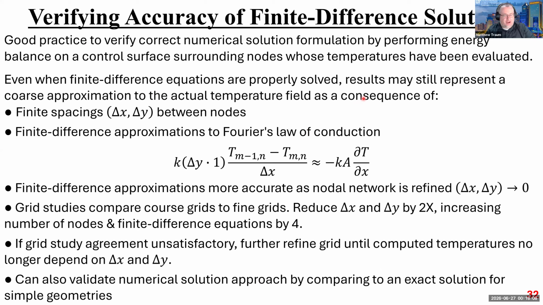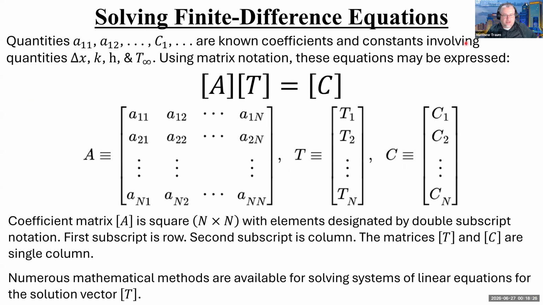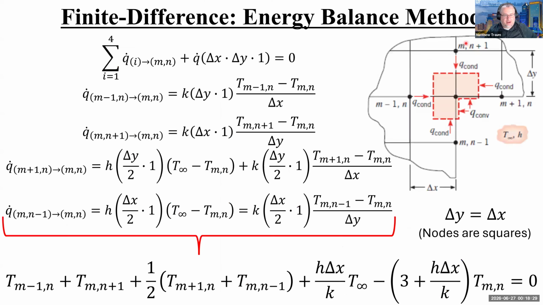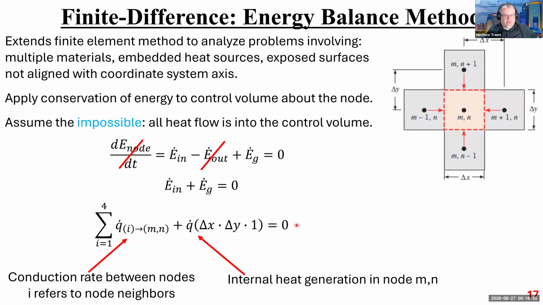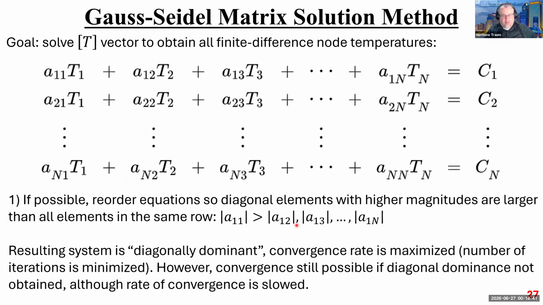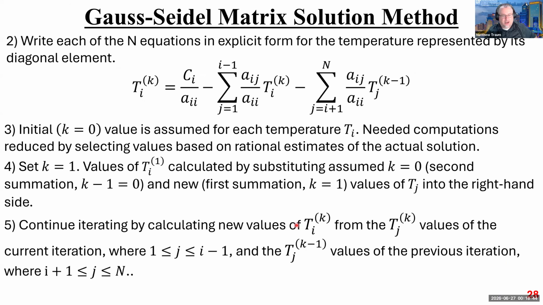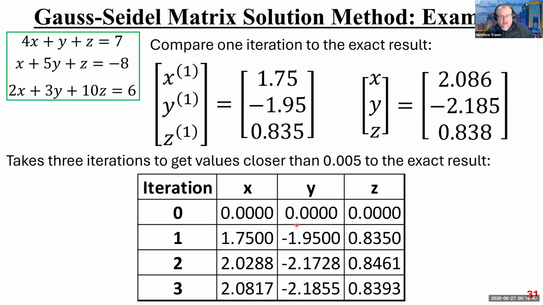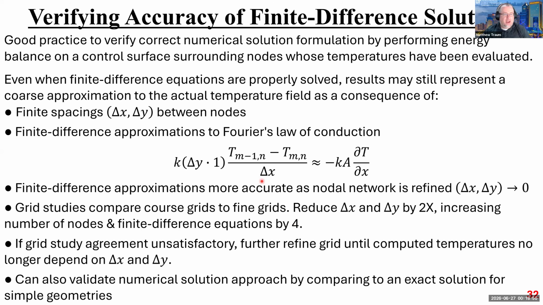So when you do something like finite element, finite difference, some sort of computational numerical technique, it's always a good practice to verify the correct numerical solution formulation by picking a node and doing the energy analysis on that node to make sure that the temperatures that you calculate, right? So basically doing this or this, if you don't have any generation, making sure that the numbers that you calculate that are surrounded by 4 of their neighbors that are internal points give you the correct and expected temperature value. So that's one way to do it.